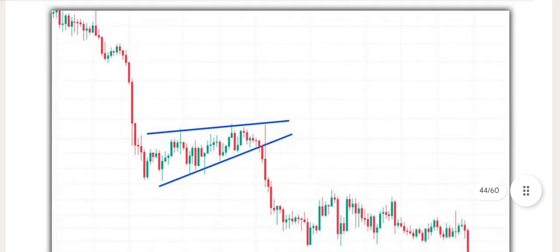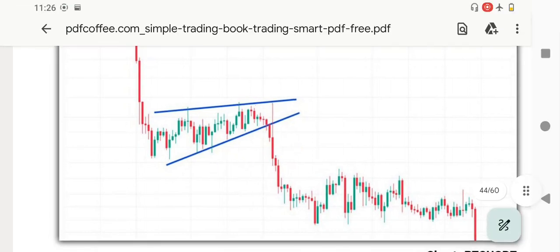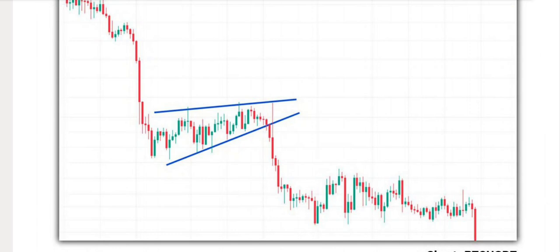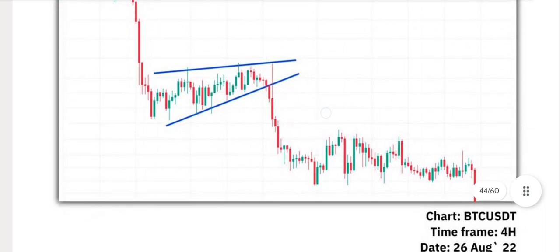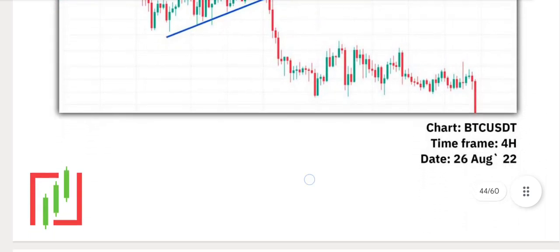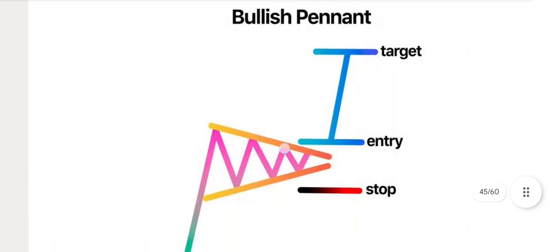You can see on our chart we have a breakment of our neckline, a candle confirmation, and then we have a downward movement. Let's go to our next strategy, bullish pennant.